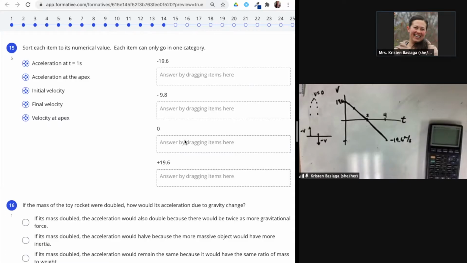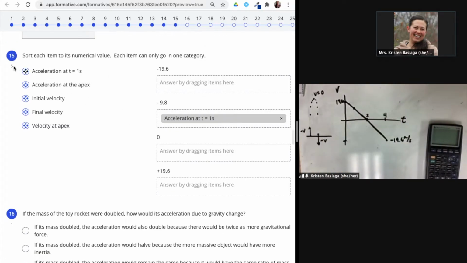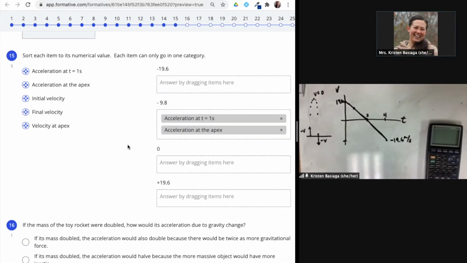For number 15, let's sort each item. The acceleration at all of these points is negative 9.8. That includes at the apex. Why does it include at the apex? For a few different reasons. See how at the apex the slope is still negative? That means the acceleration is still negative. Gravity is the only force acting on it, even at the apex. So it is still in free fall at the apex, and the acceleration is still negative 9.8.